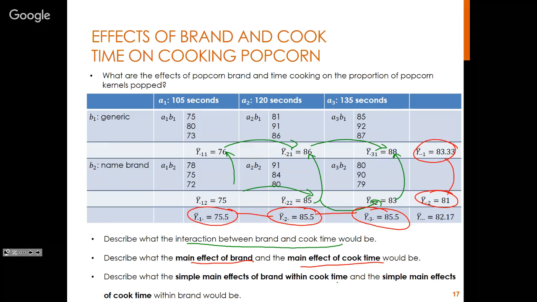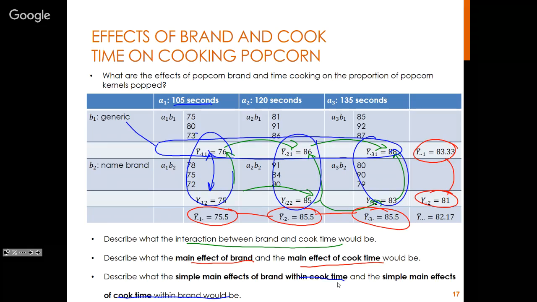Yes. And then what about the simple main effect of brand within cook time? So here brand changes and cook time stays the same. Brand and cook time, brand and cook time. And then what about the simple effect of cook time within each brand? Horizontal. So here, time changes specifically within generic, and then time changes specifically within the name brand. Good.